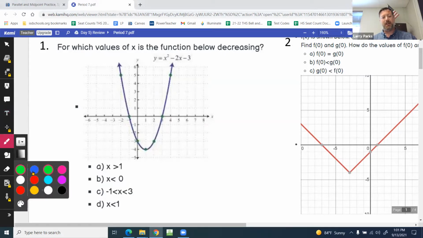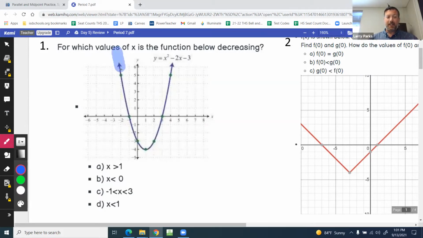Remember, we call this from here. Remember, this goes up forever. So we say that this is what we call decreasing. And then after you get to this point, which is 1, it starts increasing. So we call this part increasing, this part decreasing. So when I look at this number and I trace it up, that's 1.